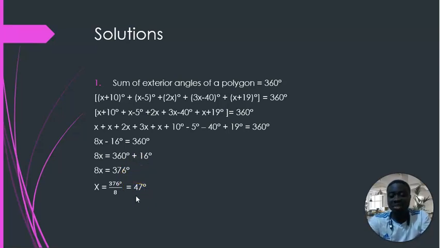So you see how simple it is. The only trick is that you need to add all these ones and equate to 360 because you are summing the exterior angles of that polygon and it should be equal to 360 degrees.